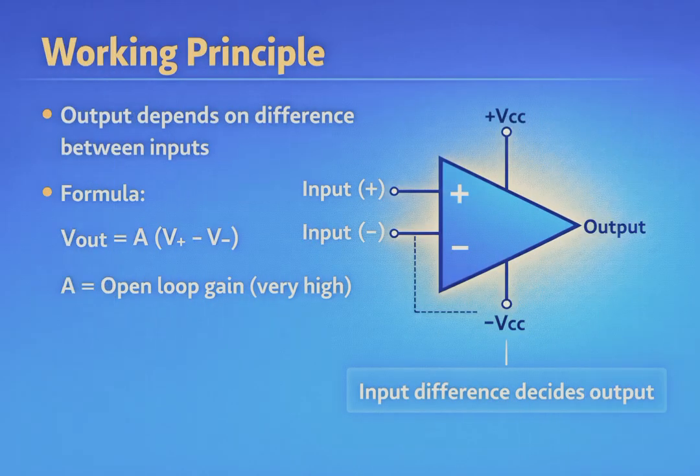Working principle. Now let us understand the working principle of an OPAMP. The output voltage is given by the formula Vout is equal to A times (V plus minus V minus), where V plus is equal to the non-inverting input, V minus is equal to the inverting input, and A is equal to the open loop gain. Since the gain is very high, even a small difference between inputs produces a large output.